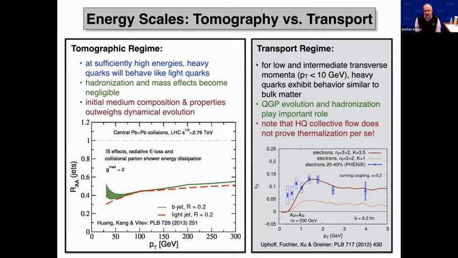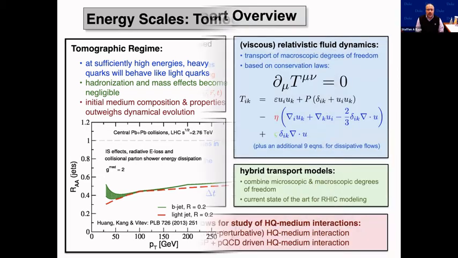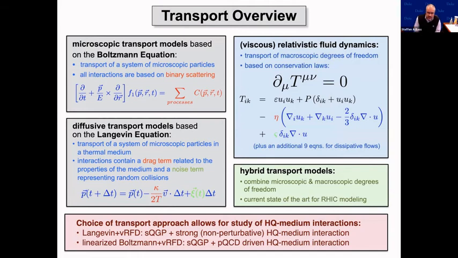On the other hand, if you look at low and intermediate transverse momenta, and I think that a lot of what's being talked about in this workshop focuses on this area, it is really the medium evolution and hadronization that play very, very important roles. Yes, and as was pointed out earlier, heavy quark collective flow per se does not prove thermalization. I think we now understand that the heavy quarks are sort of lagging behind in the properties of the medium, trying to catch up, but only if you make a calculation at very, very strong coupling, do they actually manage to catch up.